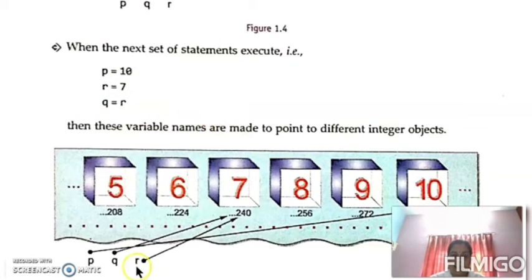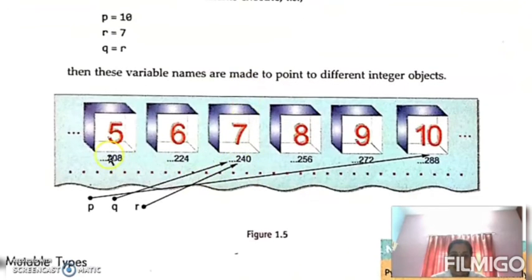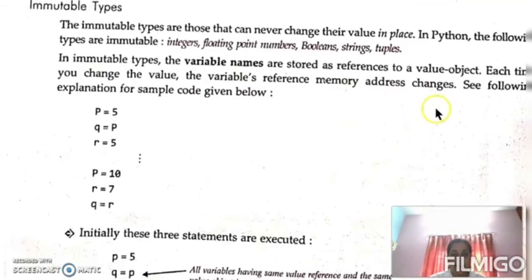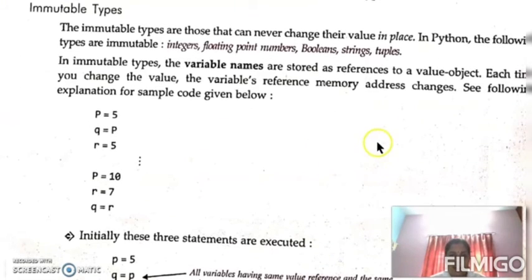Then p will point to 10, q will point to 7, and r will point to 7. At the previous position, 208, where p, q and r pointed, the value 5 will still be there. A new value is assigned at a new position. So without changing the value in memory, we are changing the variable to a new value. That is known as immutability.